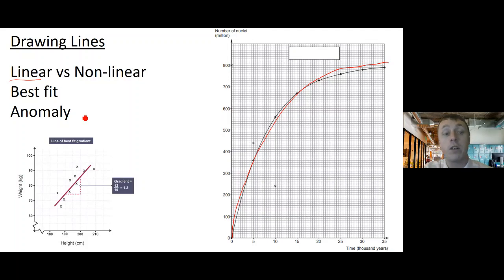The word anomaly here is because the anomaly is often when, sometimes, rarely, but sometimes you might have data that is anomalous, as in it stands out from the rest of the pattern. For example, if you have a data point down here, it clearly is way off of that trend line, off of this line of best fit. So it's often a good practice to put a circle around that anomaly. That way you show the examiner you understand that that is an anomalous data point, so you can ignore that when you plot your curve of best fit.